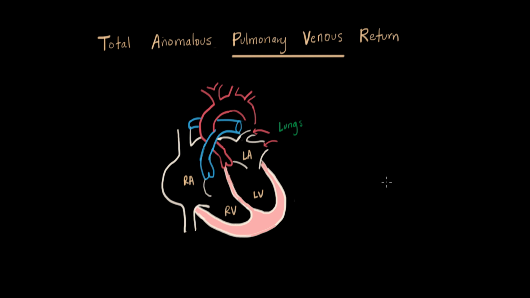The thing with TAPVR is, instead of it being plugged over here where it's supposed to be, our pulmonary veins are plugged over here into the right ventricle. I'm going to draw two here coming from the left and right lungs. So the right ventricle usually receives blue deoxygenated blood from the body, but now we've got red blood from the lungs coming back here too.